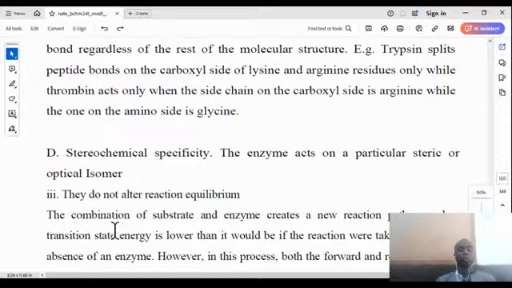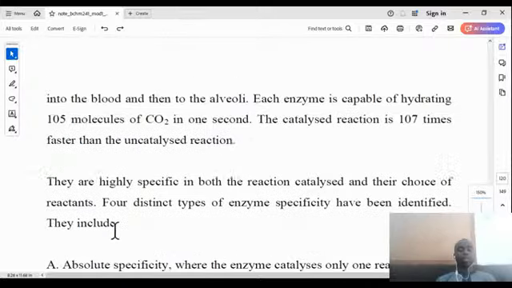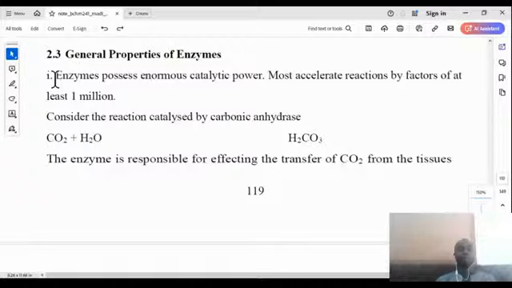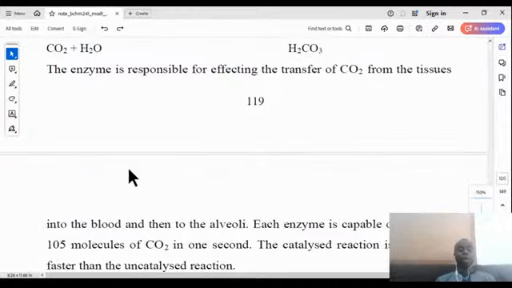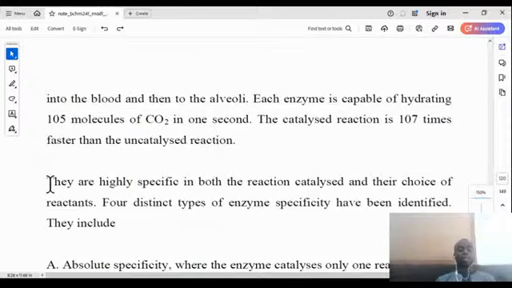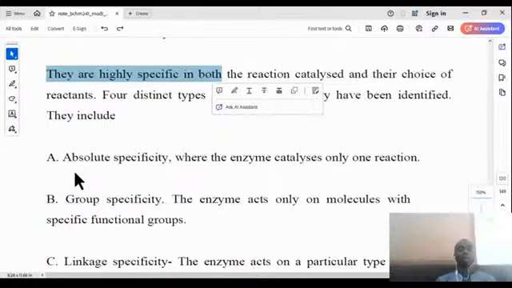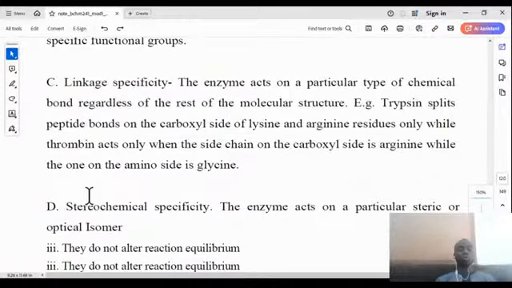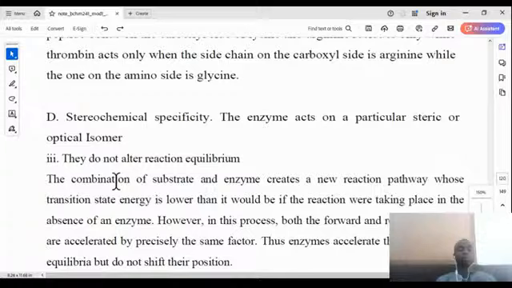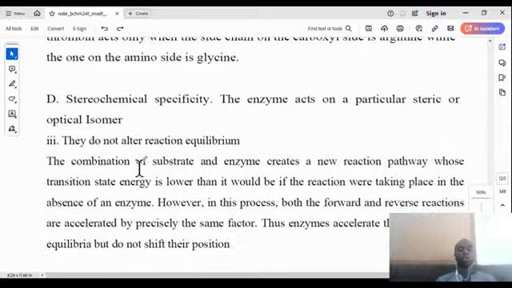So let me be clear with you here. Let me go back. First is enormous catalytic power, and we talked about that. The second one is that enzymes are highly specific in the reaction they catalyze, and under this we talked about 4 different types of specificity: absolute, group, linkage, and also stereochemical specificity. Then we proceed with the third property: they do not alter reaction equilibrium.